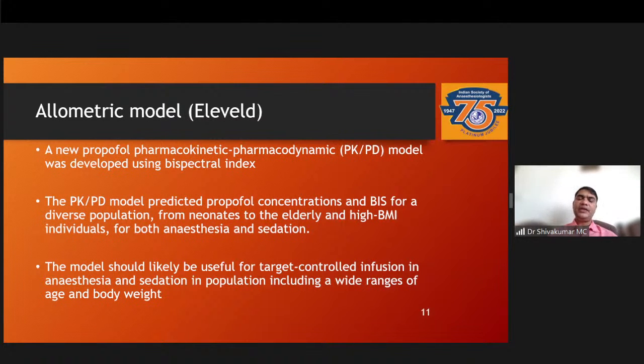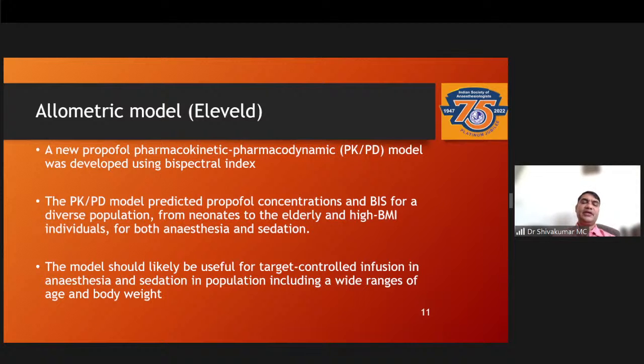Then they calculated it in a varied group of patients, from neonates to the elderly, including patients with a high BMI. So this is calculated both for anesthesia as well as sedation. The model is likely to be useful for target controlled infusion in anesthesia and sedation in a population with a wide range of age and body weight, because the regular models used nowadays, that is the Schnider or the Marsh models, are not suitable for a body mass index of more than 42 in males and 37 in females.